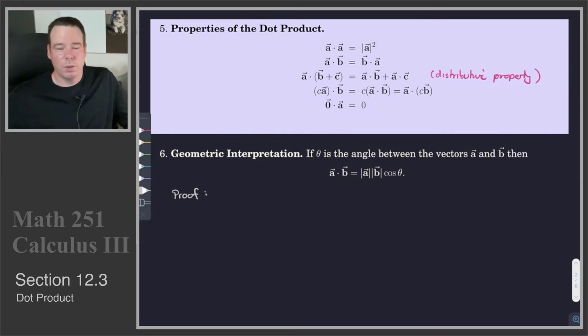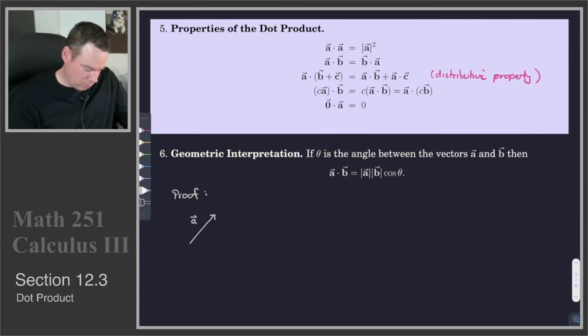Now the way we're going to show it, the way we're going to justify this, is we're going to use the law of cosines. And if you don't remember what the law of cosines is, it's really just a generalization of the Pythagorean theorem. It relates the lengths of three sides of a triangle, but in this case the triangle doesn't necessarily have to be a right triangle. It doesn't have to contain a right angle. So here's our picture that we're going to look at.